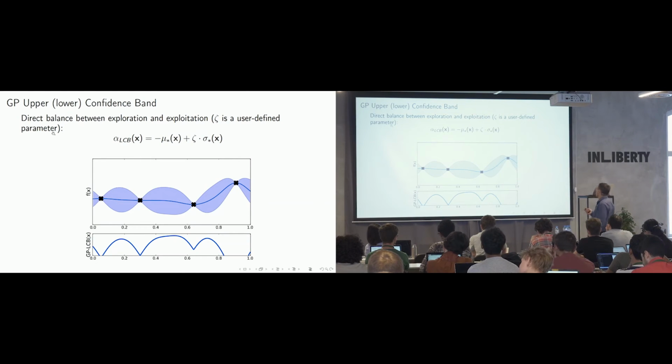And so let us consider different criteria we can use to select the next candidate for evaluation. In this case, I put here minus mu because I maximize this criteria. All these criteria are called acquisition functions.